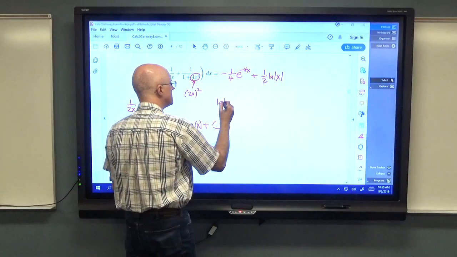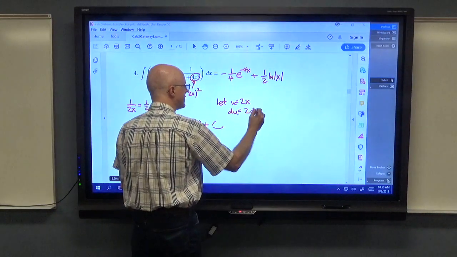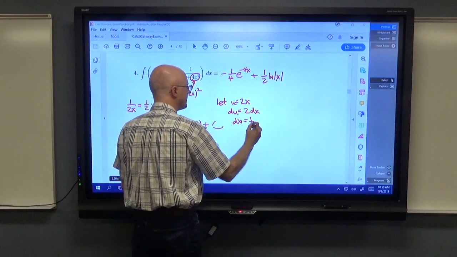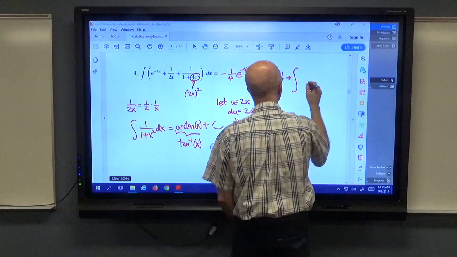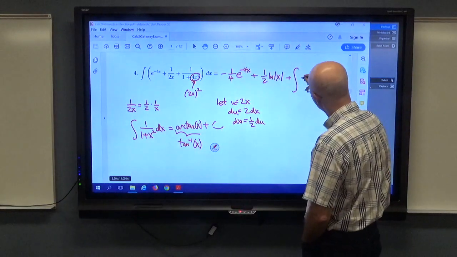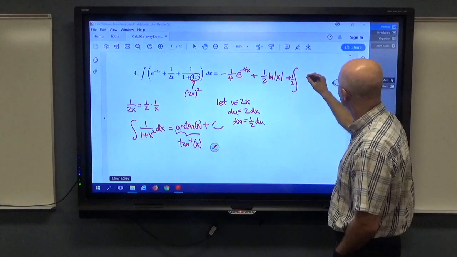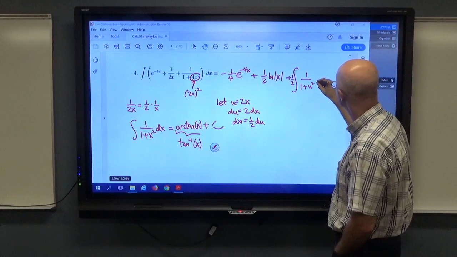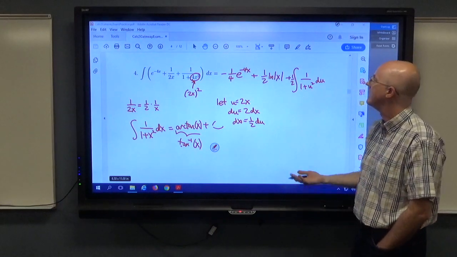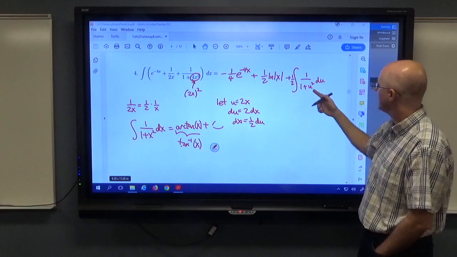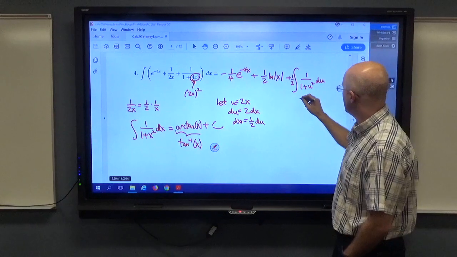Let u equal 2x. So du is going to be 2 dx, and dx is going to be 1/2 du. So you get an extra 1/2, which I can put in front of the integral. I'll go ahead and do that. 1/2 in front of the integral, 1 over 1 plus u squared. Because I let u equal 2x, as opposed to, say, 4x or something, the fraction there becomes 1 over 1 plus u squared. That's what I want so that I can relate it to this. Almost done here.